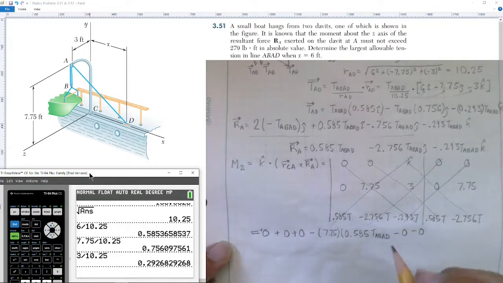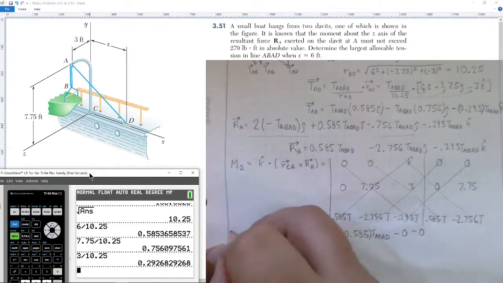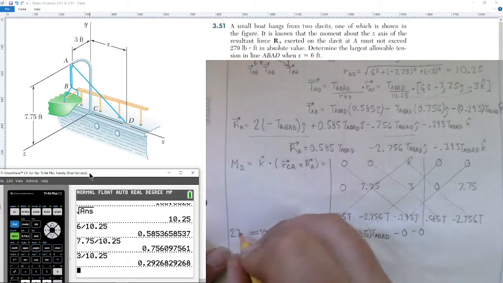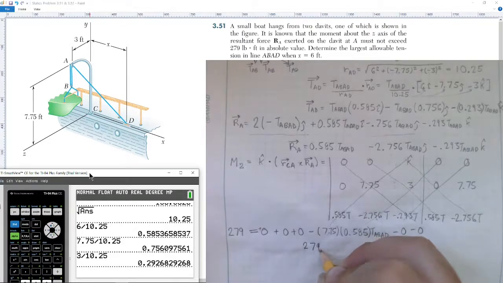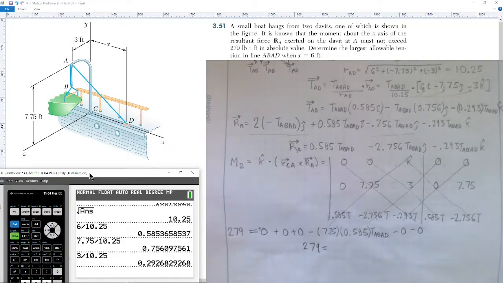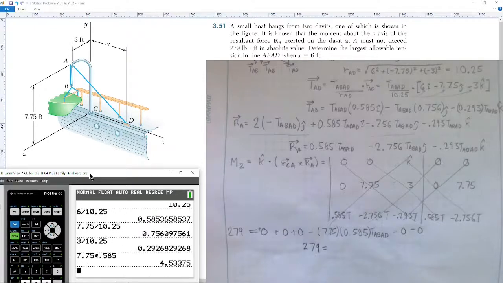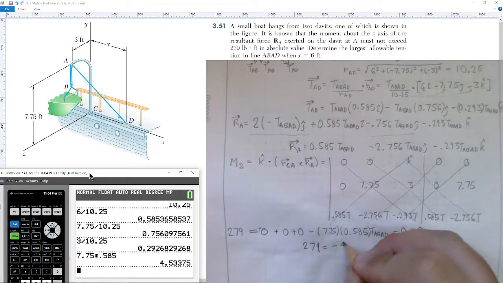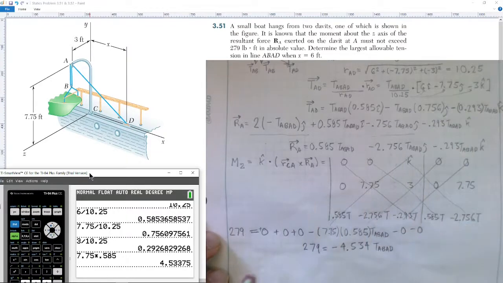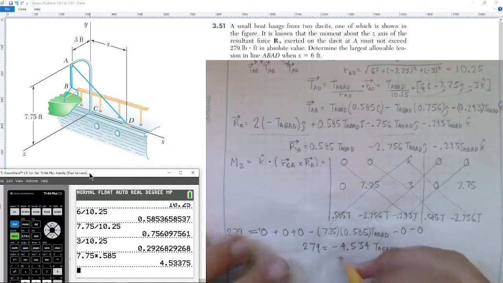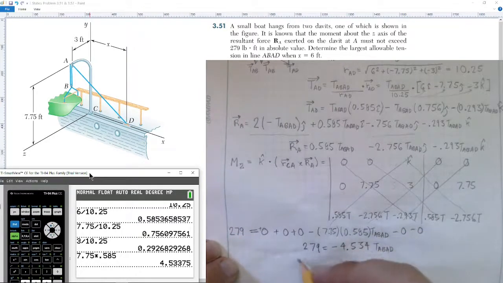This is our moment z, which we know is effectively equal to 279, as we were originally given in the problem, 279 foot-pounds. So we'd have 279 is equal to, we're going to multiply these two coefficients together, 7.75 times our 0.585, and we get negative, there's a minus sign here, 4.534 times tension AB, AD. We were told this moment value is an absolute value, so we disregard the sign. The sign's unimportant. It just tells us which direction the moment was originally pointing in.